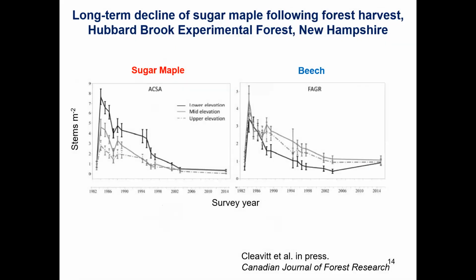Another way to look at components. So here's, again, I know you can't read that from probably anywhere, but the x-axis here is just time. The left graph is showing the sugar maple decline, and the right one is showing a concomitant decline in beech as well. These three lines are three different positions in the watershed: lower, middle, and upper. So they saw differences in the regeneration, not only over time, but with respect to where they were in the watershed.